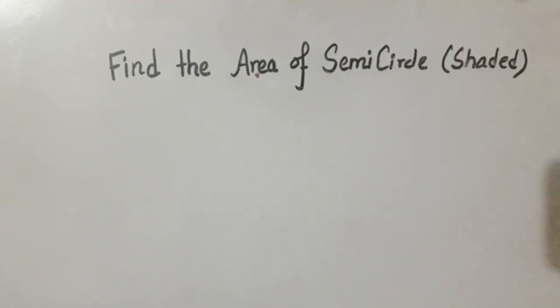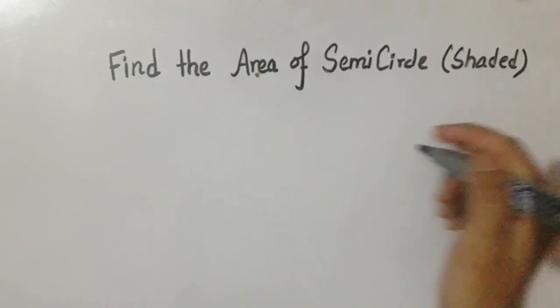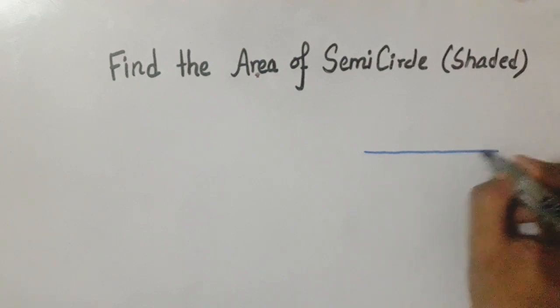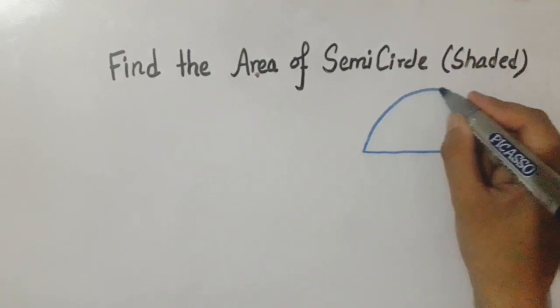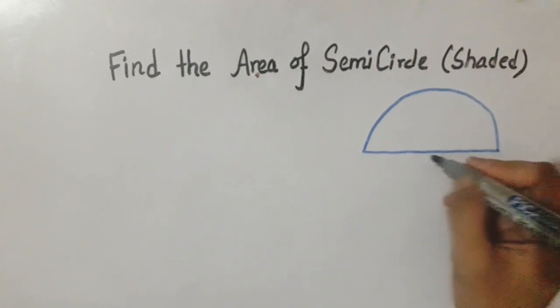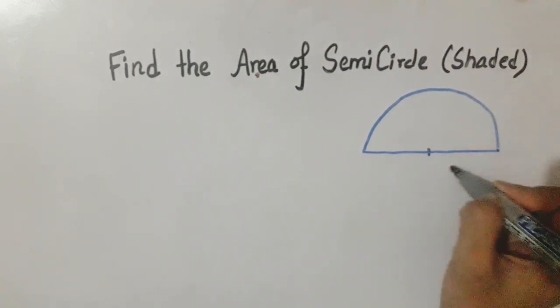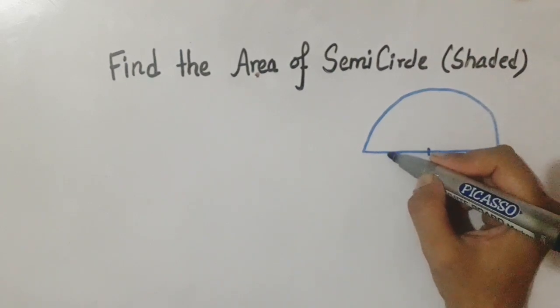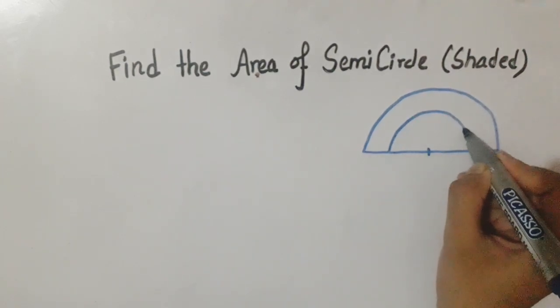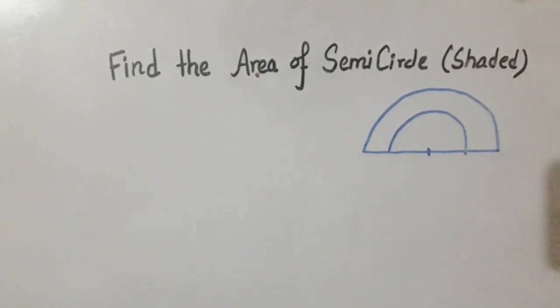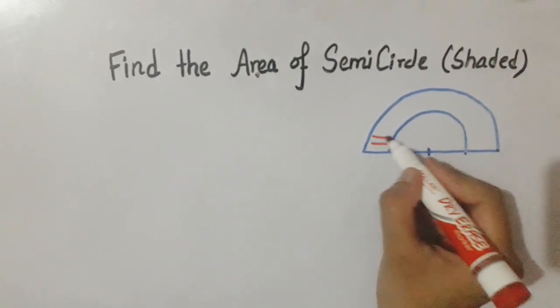Today we are going to find the area of the semicircle that is shaded. So we will first draw a diagram to solve this question. Consider this is the semicircle, and let us consider this is the center of this circle. And now suppose this is another semicircle that is part of this. You have to calculate the area of the shaded part, this one.